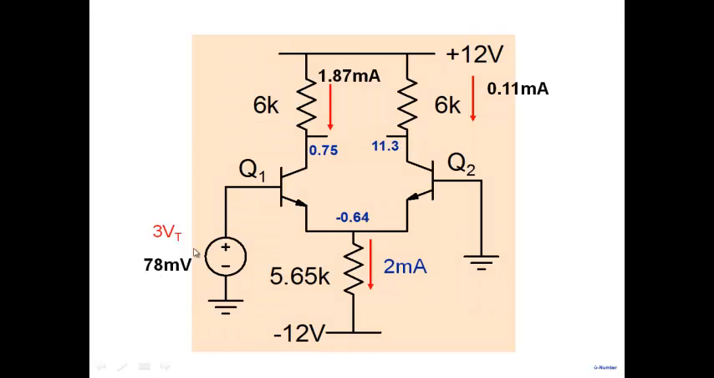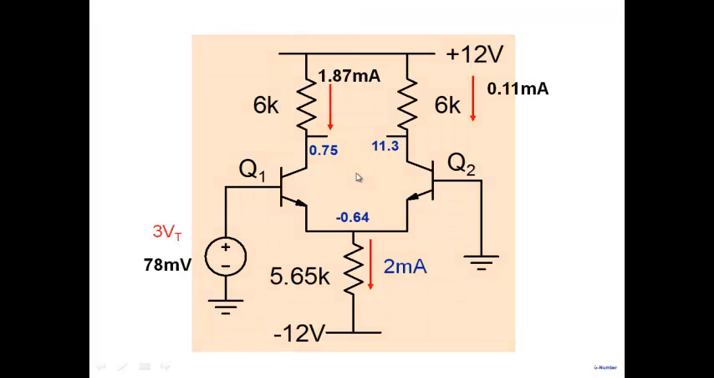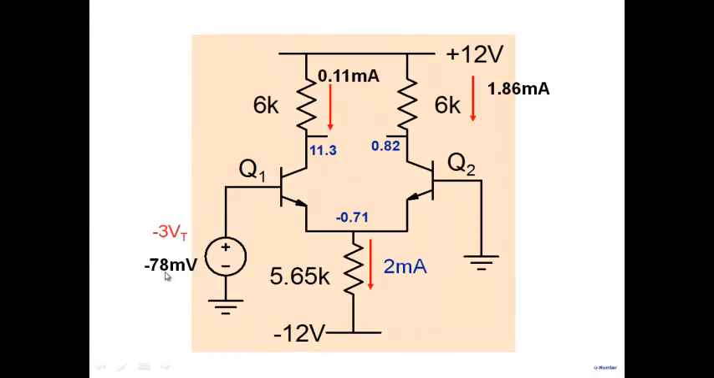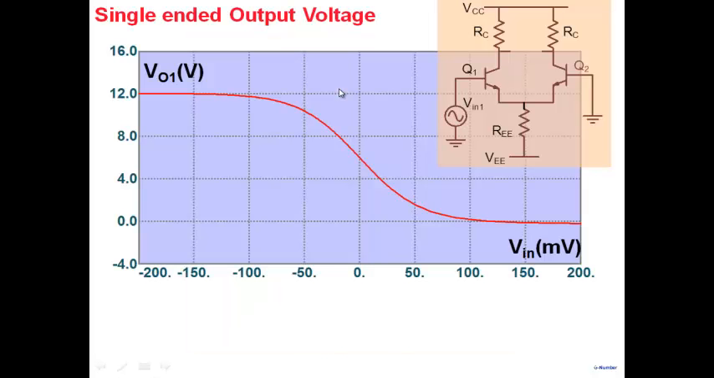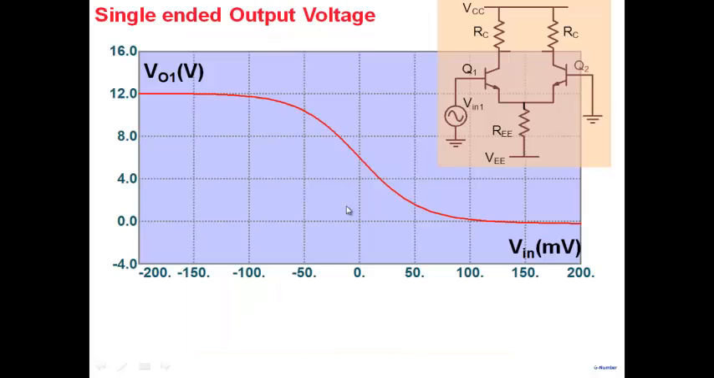3 VT gives 1.87 and 0.11. And at 200 millivolts, 2 milliamperes here, nothing here. So all you require is maybe 4 or 5 VTs to cause the current to shift entirely to this side. Similarly, you can go on the negative side. At minus 3 VT, the current here is 1.86 and the current here is 0.11. And at minus 200 millivolts, the entire current will flow on this side. All right, so let's stop here, then we'll continue.